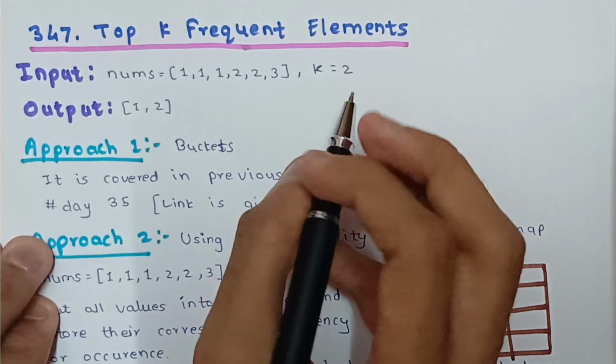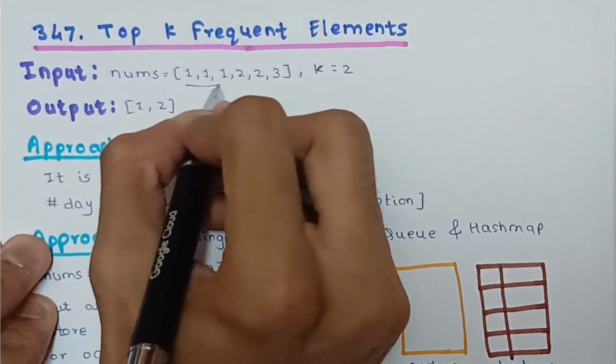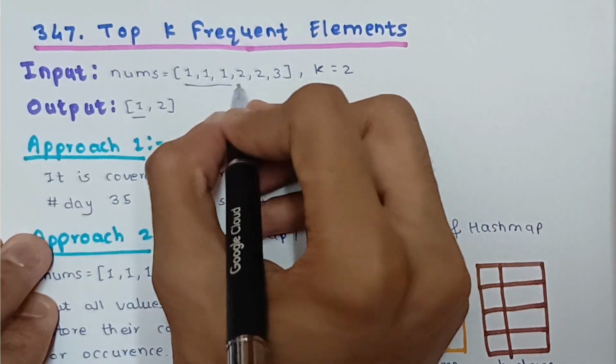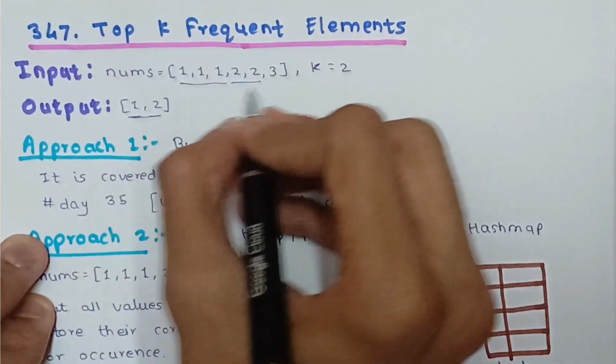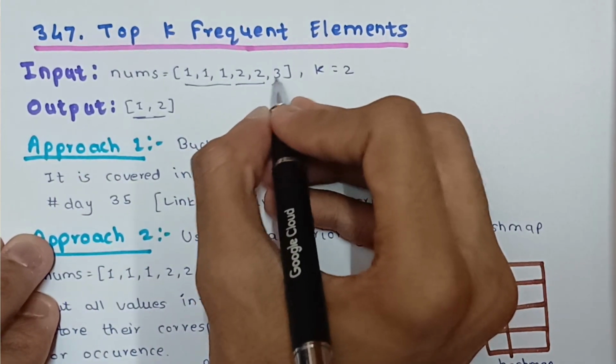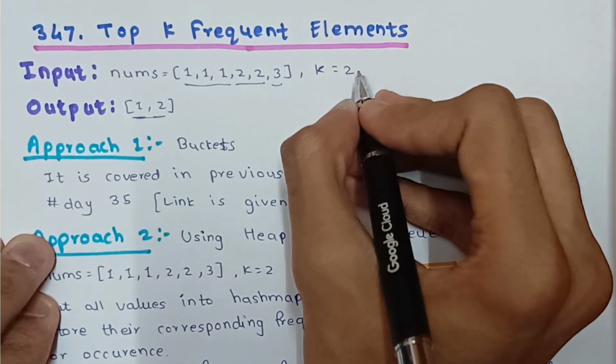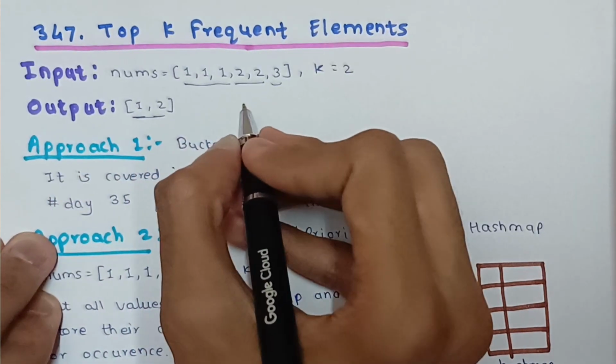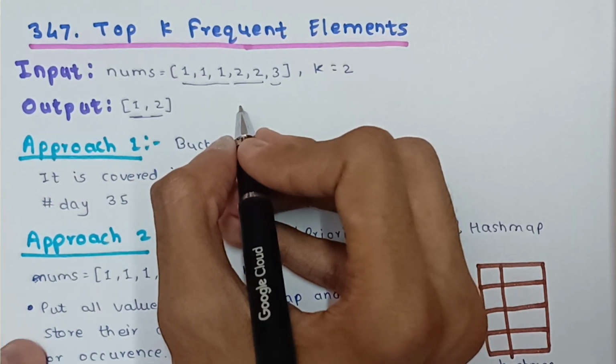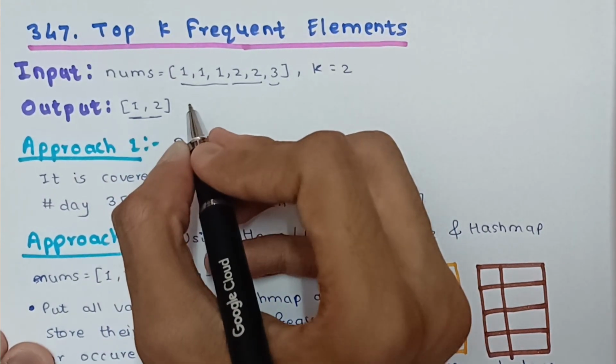Here 1 occurs 3 times, so 1 is returned, and 2 occurs 2 times, so 2 is returned. 1 and 2 are returned. 3 occurs 1 time. It could also be included if k were equal to 3. But k is 2, so we want only the two elements which occur the most times. So 1 and 2 is the answer. This is the problem statement.